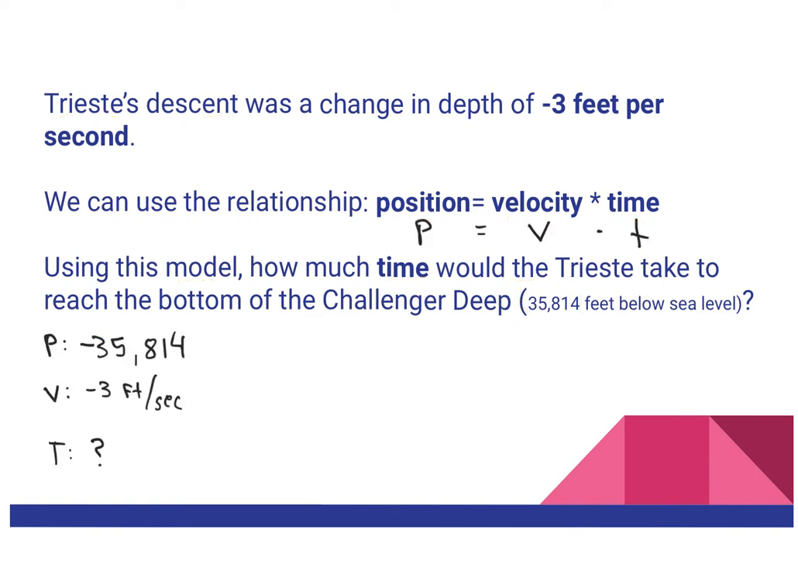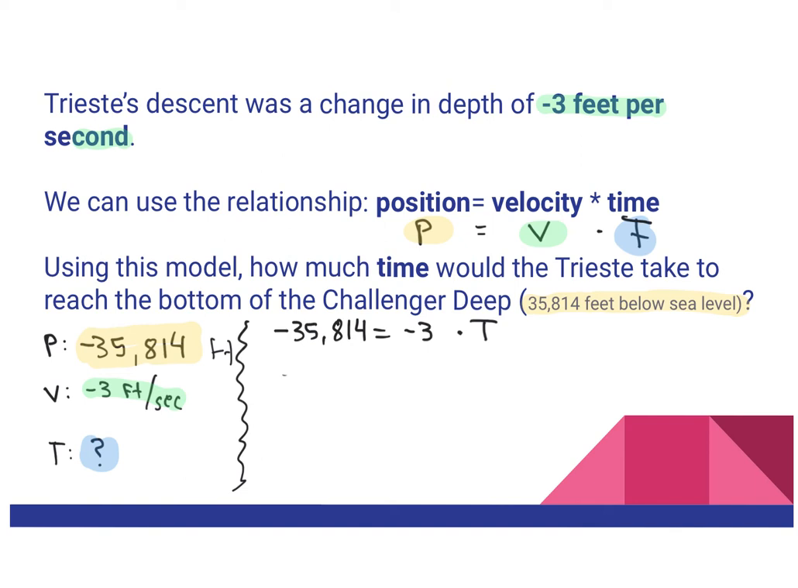So I'm going to start this by writing down what I know. And again, I am using my idea of position equals velocity times time. The things that are given to me in this word problem: I know my position. I'm at the bottom of the Challenger Deep, which means I am at negative 35,814 feet. So I should write my feet there. I also know my velocity. It's given to me in the problem. My velocity is -3 feet per second because I am descending. So there's my velocity right there. And the thing that I don't know is what the time is. That is my great unknown.